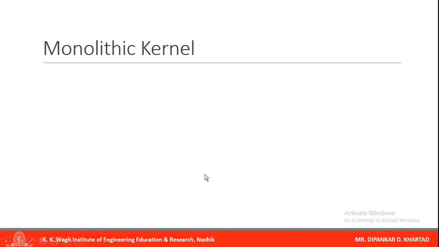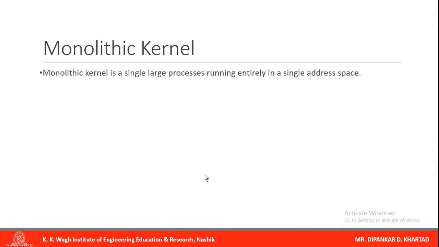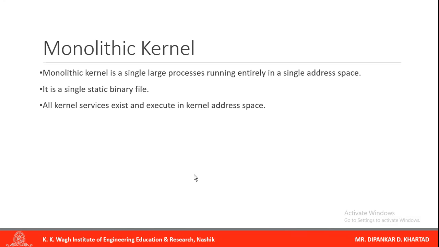So let's talk about monolithic kernel. Monolithic kernel is a single large process running entirely in a single address space. So all the processes entirely run in a single address space. It is a single static library file. All kernel services exist and execute in the kernel address space. Next, the kernel can invoke functions directly.